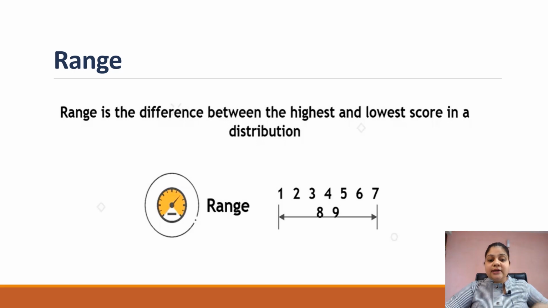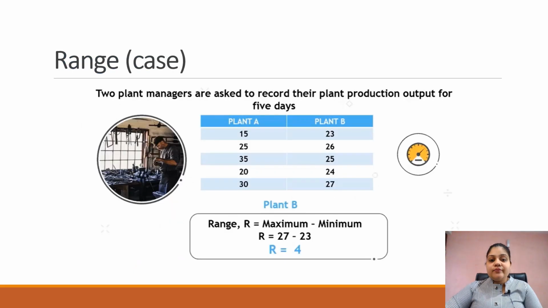So for this particular data, my range is 9, the highest value, minus 1, which comes out to be 8. So range, that means variation of this data, is 8. Let's see the practical use of this range parameter in a real world example.